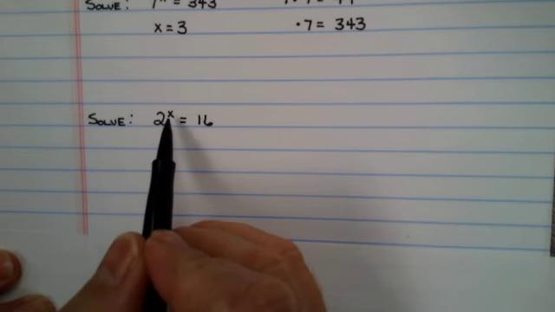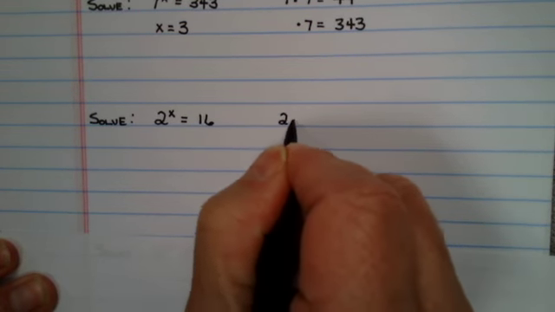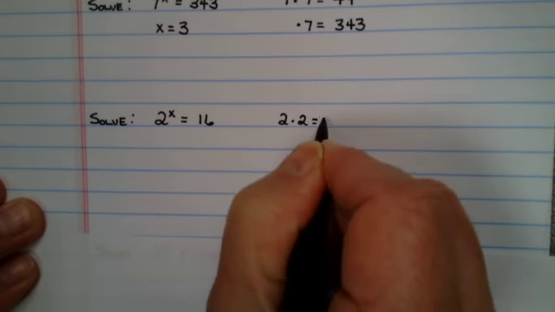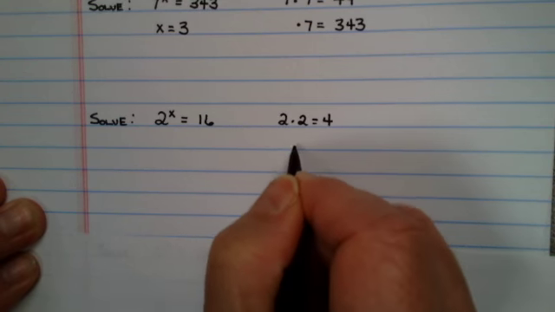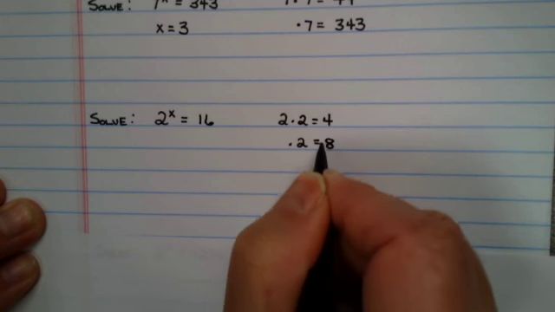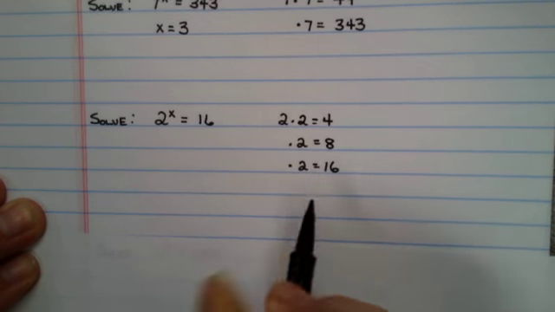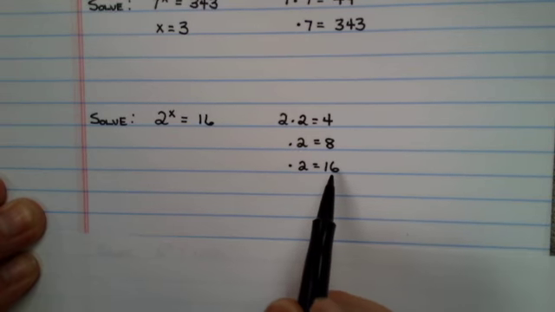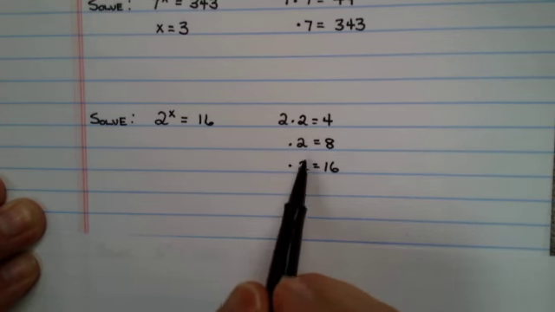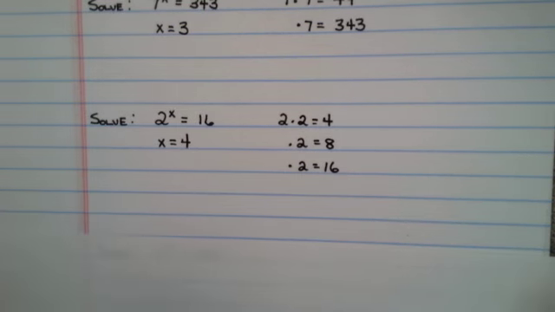How many 2s do I need to multiply together to get 16? Start multiplying 2s together. 2 times 2 is 4. Times 2 is 8. Times 2 is 16. So how many 2s do I need to multiply together to get 16? 1, 2, 3, 4. X is equal to 4.